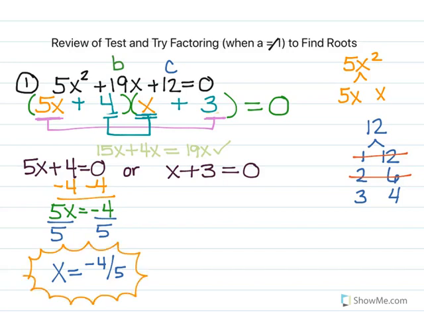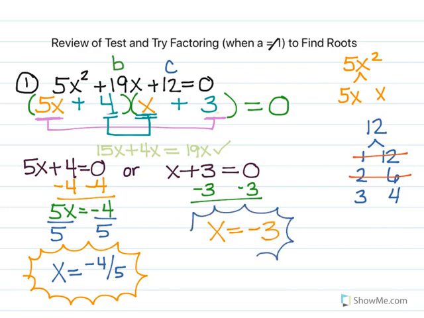I'll just box that in. And then my other answer is a lot quicker. I just need to subtract 3 from both sides to get x alone here. And I end up with an x value of negative 3.